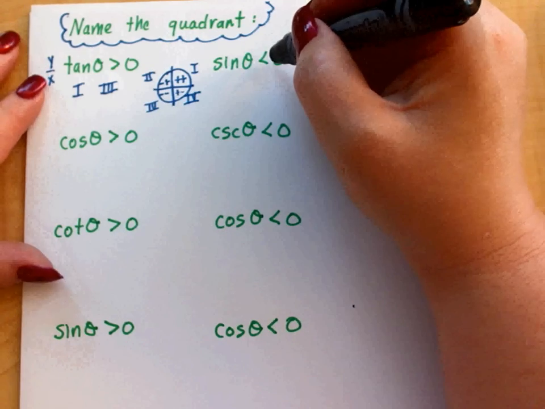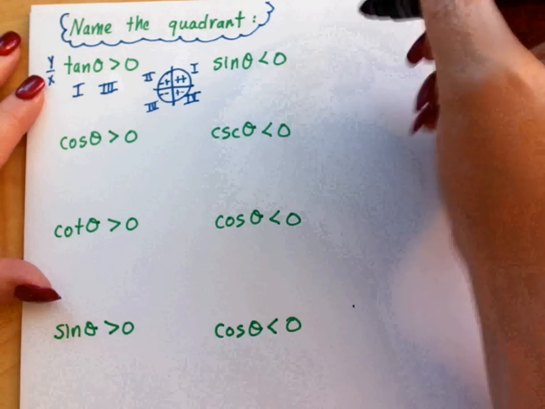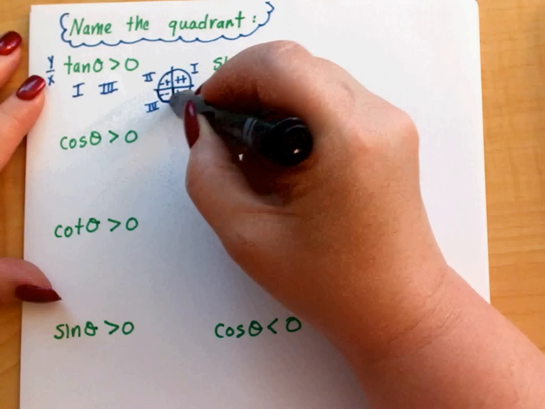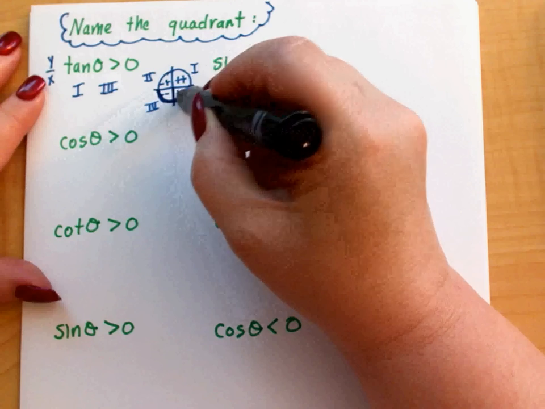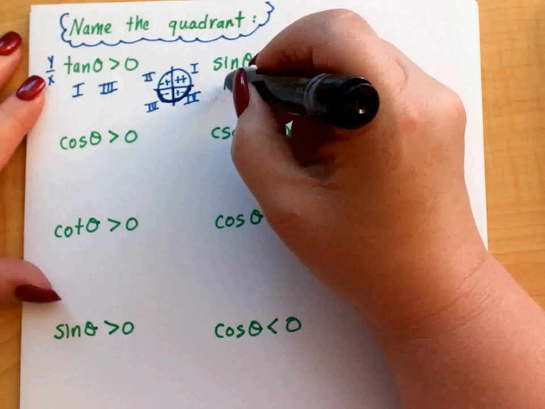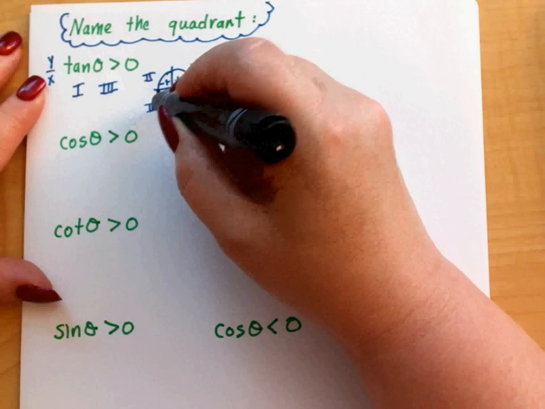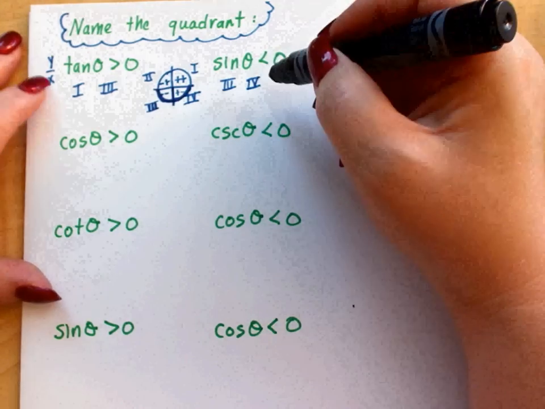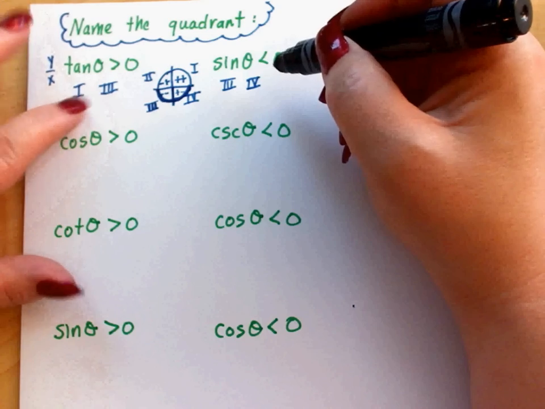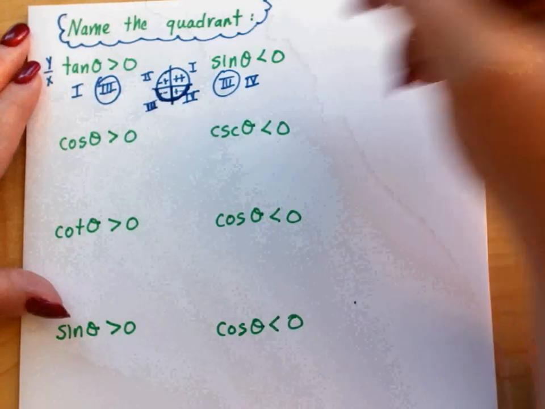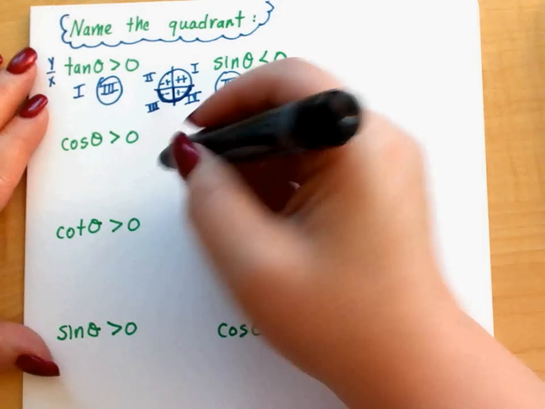Then it says, where is sine of theta less than 0? Well, sine is y, and y is negative in the lower hemisphere, which would be quadrant 3 and quadrant 4. So quadrant 3 and 4. Then you look and say, what's the overlap? This was 1 and 3, this is 3 and 4. So the overlap is 3, so our answer is quadrant 3. All right, next question.